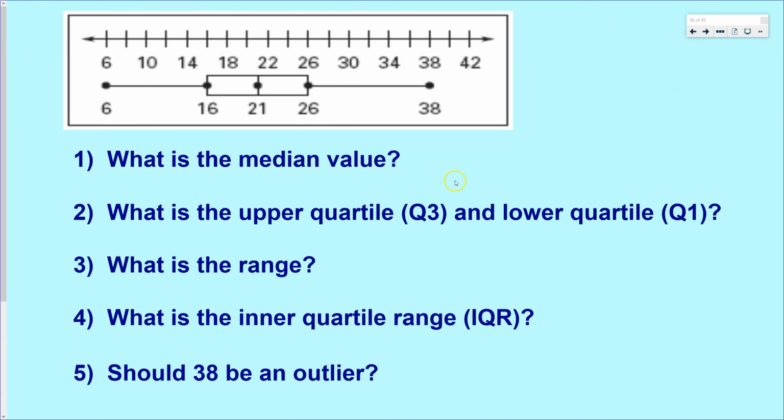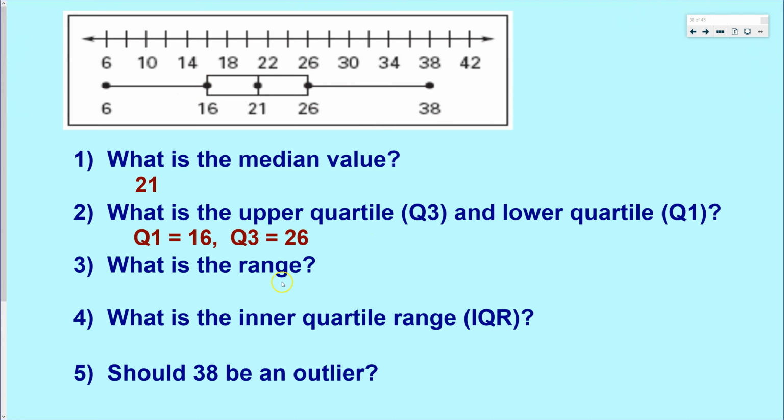I've got, I think, 7 or 8 questions to go along with this one little graph, and there are a lot of different types of questions you can be asked. What's the median value here? Well, we go to the middle. That's 21. That's pretty easy. What's the upper quartile? That would be this bar right here, 26. What's the lower quartile? It would be this bar right here, 16.